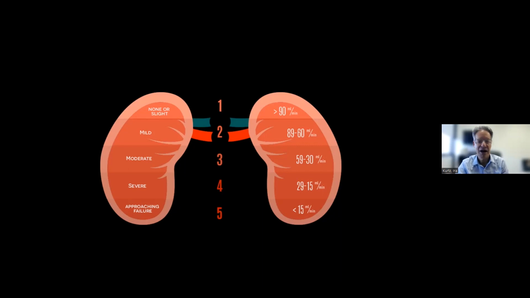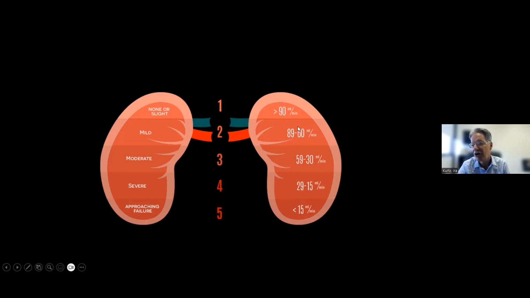And you could look at how much filtration is occurring in minutes, seconds, hours, days. This happens to be how much fluid is filtered in a minute. And the average is about 100 per minute. And as this filtration declines, we have a term for that. We call that chronic kidney disease. That's what CKD stands for.